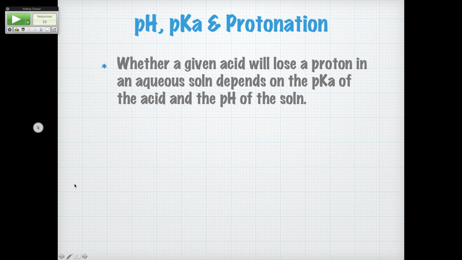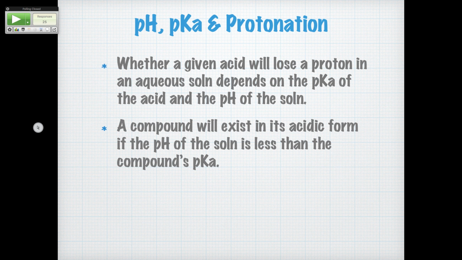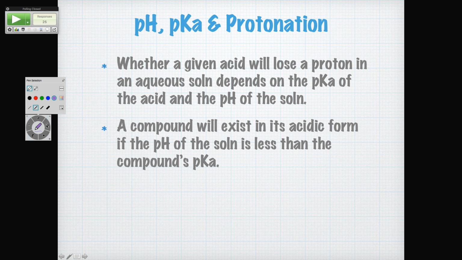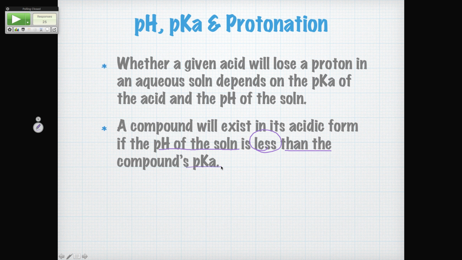Whether a given acid will lose a proton in an aqueous solution depends on the pKa of the acid and the pH of the solution. Does that kind of make sense? Okay, a compound will exist in its acidic form if the pH of the solution is less than the compound's pKa. If the pH of the solution is less than the pKa, it will be in the acidic form.